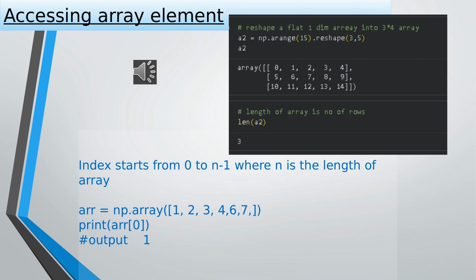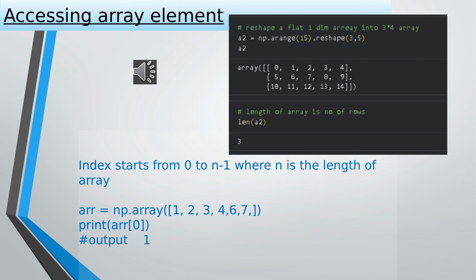For example, let's create a one-dimensional numpy array. If we want to access the first element, we write print(r[0]). Similarly, r[1] returns the second element, r[2] returns the third element. Now let's look at a two-dimensional array.